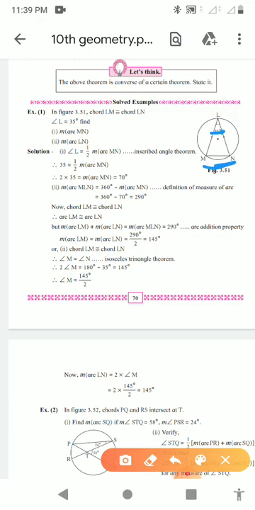Then angle L is given as 35 degrees, half of which is the measurement of arc MN, which we have to find out, which is your first answer. If we multiply it by 2, we will get 70 as the measurement of arc MN. So this is nothing but 70 degrees. We get the first part of the answer using the simple inscribed angle theorem. Now we have to see the second part, that is arc LN.